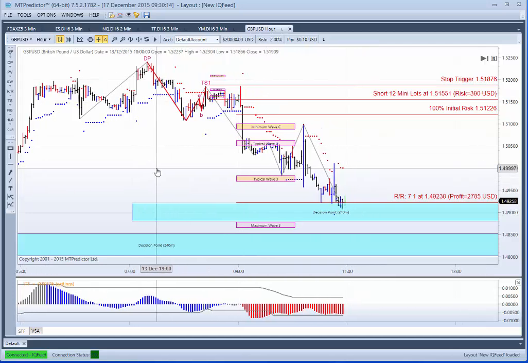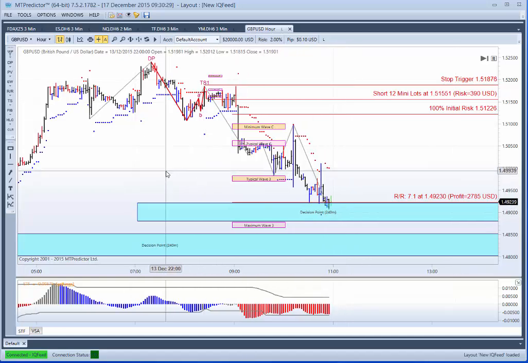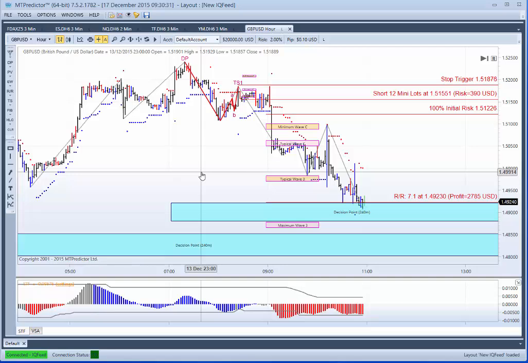So hopefully this has been a good example, particularly over the Fed announcement on their rate hike yesterday. And as you can see, the British pound has carried on down into at least our higher time frame support zone, which we've just hit this morning. So hopefully a good example there on Forex, using multi-time frame analysis to be able to gauge your trend and trade directions using the MTPredictor software program.